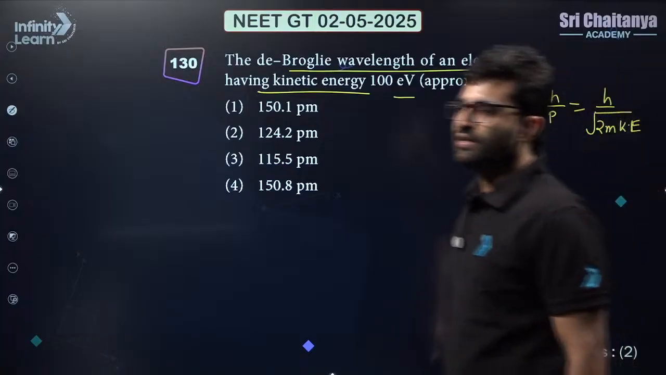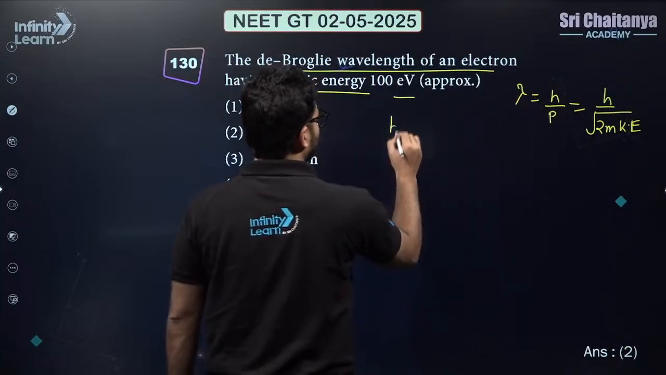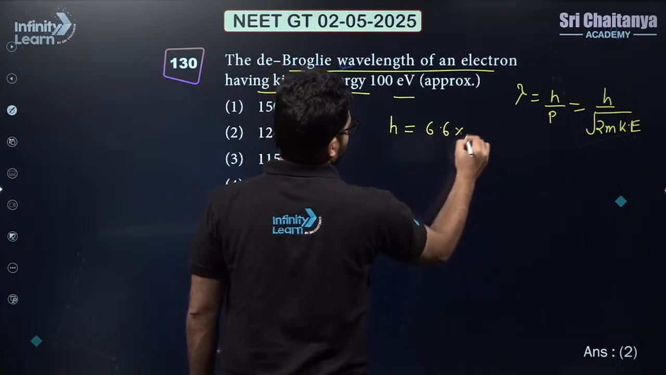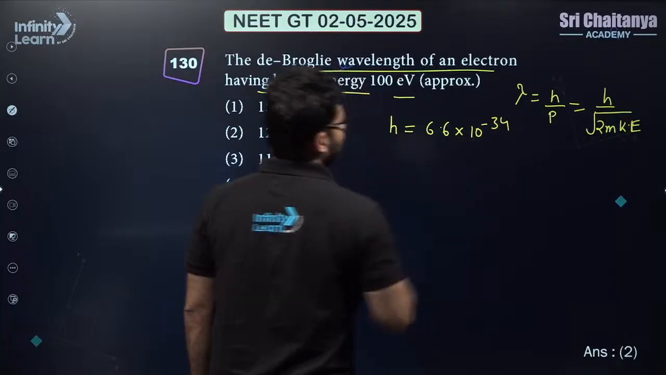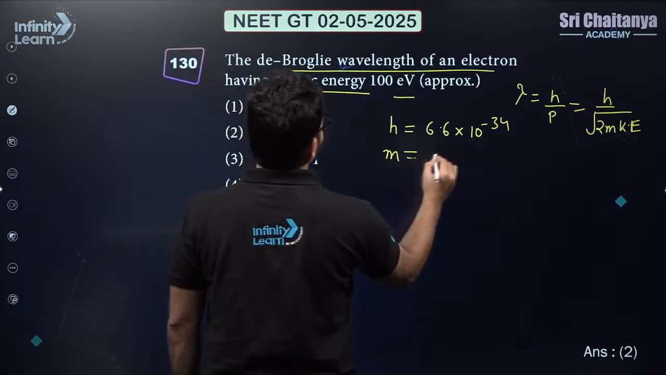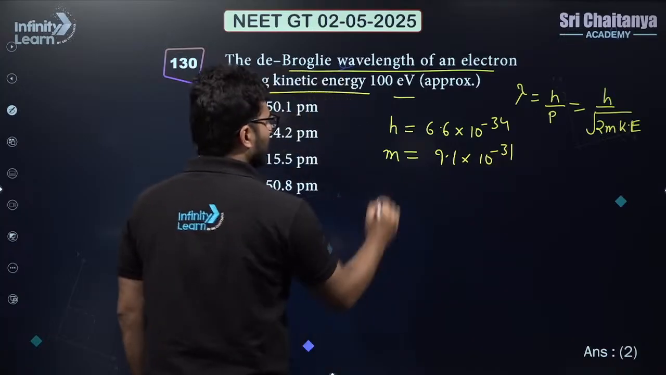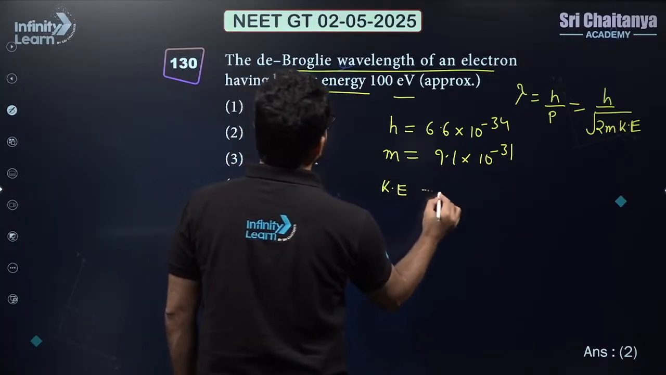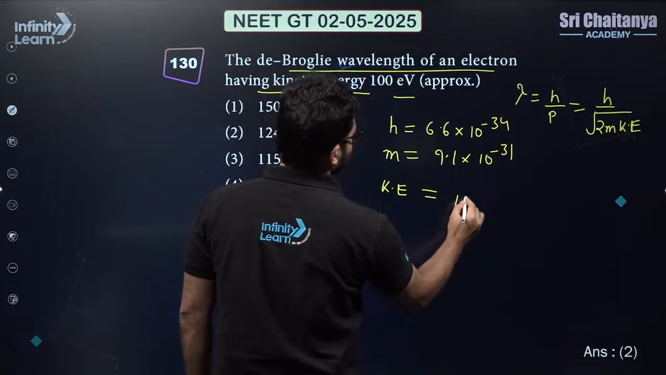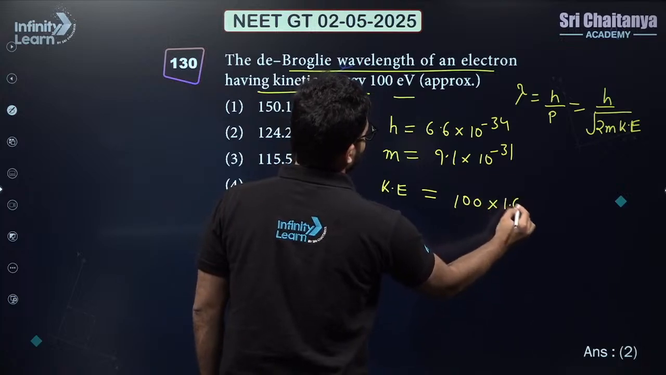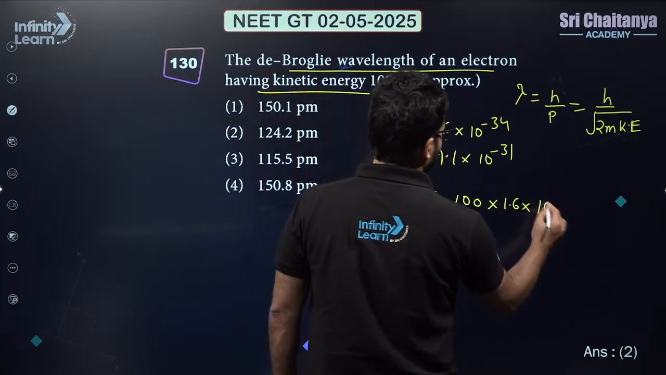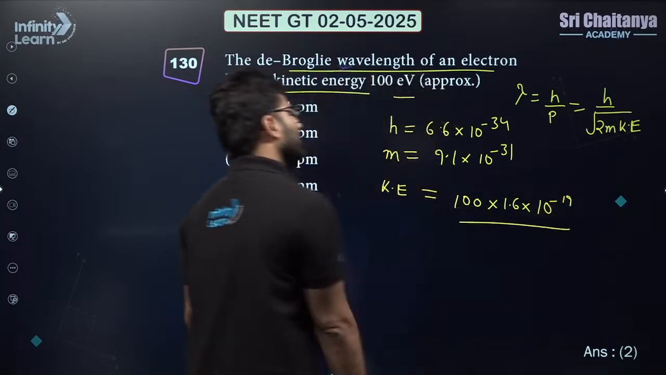Now you just have to put the values. These are just the calculation part, right? So 6.6 into 10 to the power minus 34, that is my h. What is mass of an electron? Mass of an electron is 9.1 into 10 to the power minus 31, right? And what is kinetic energy? That is given to you, which is 100 electron volt. Don't forget to convert it into joules, right? So 1.6 into 10 to the power minus 19, right?